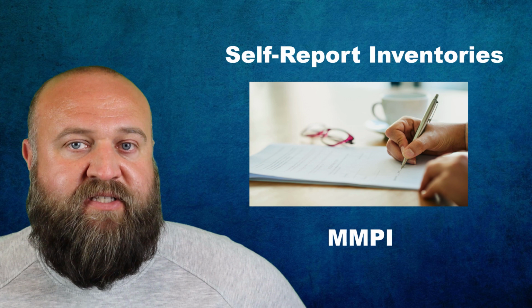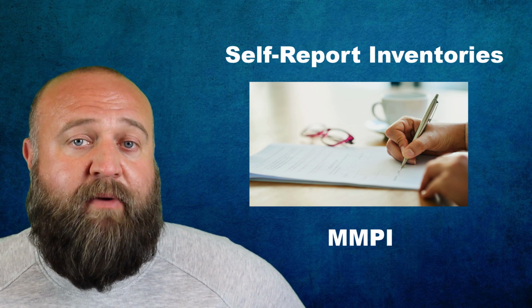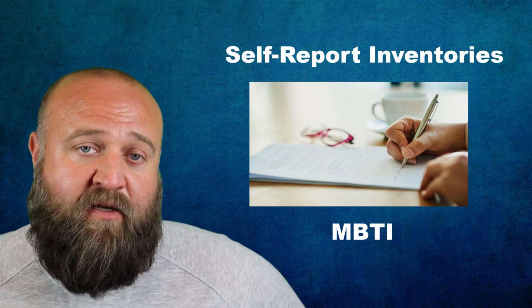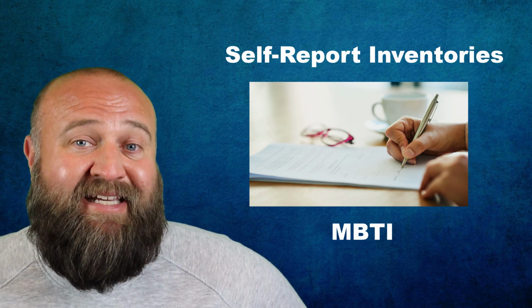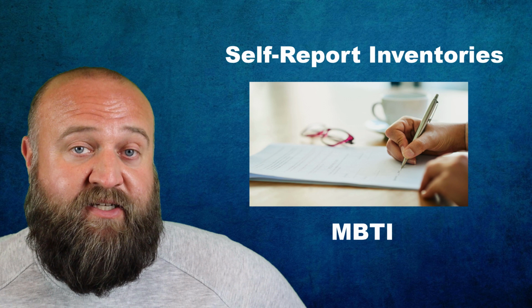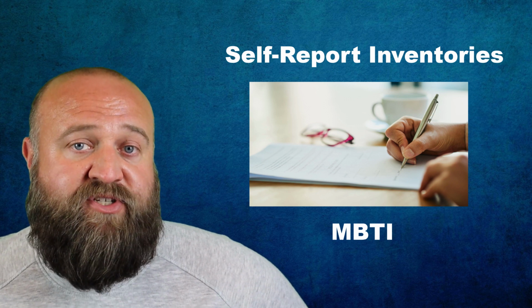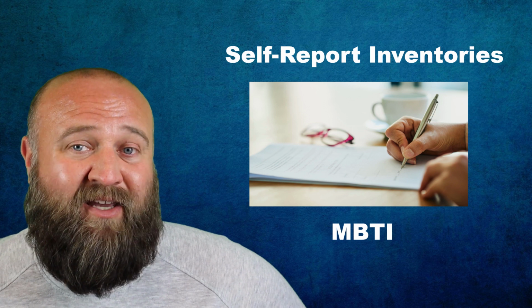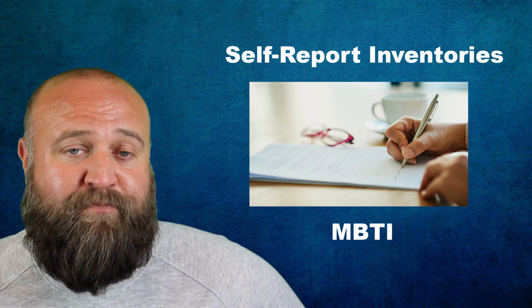Another good example of a self-report inventory is something called the Myers-Briggs Type Indicator, or MBTI. The MBTI is a much easier self-report inventory to take. Usually it involves just a few dozen easy questions rather than hundreds, and can usually be taken within about 10 or 15 minutes.